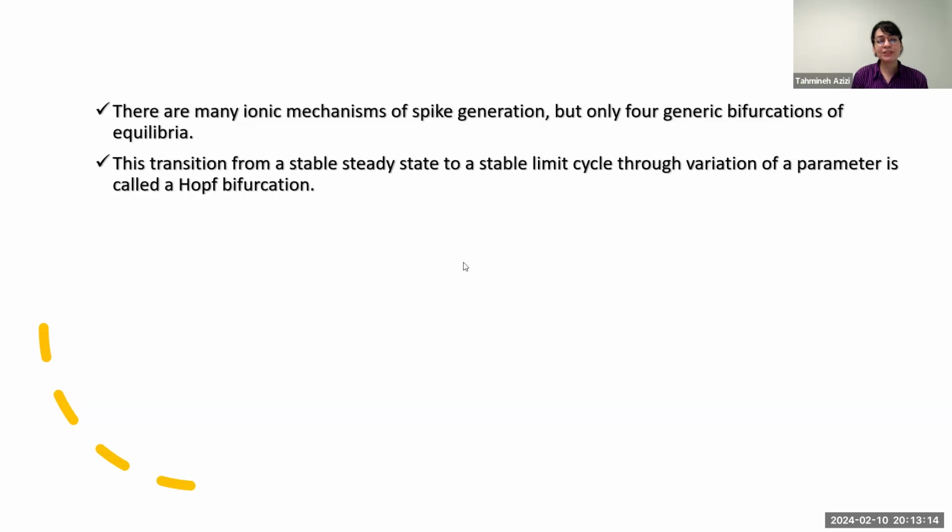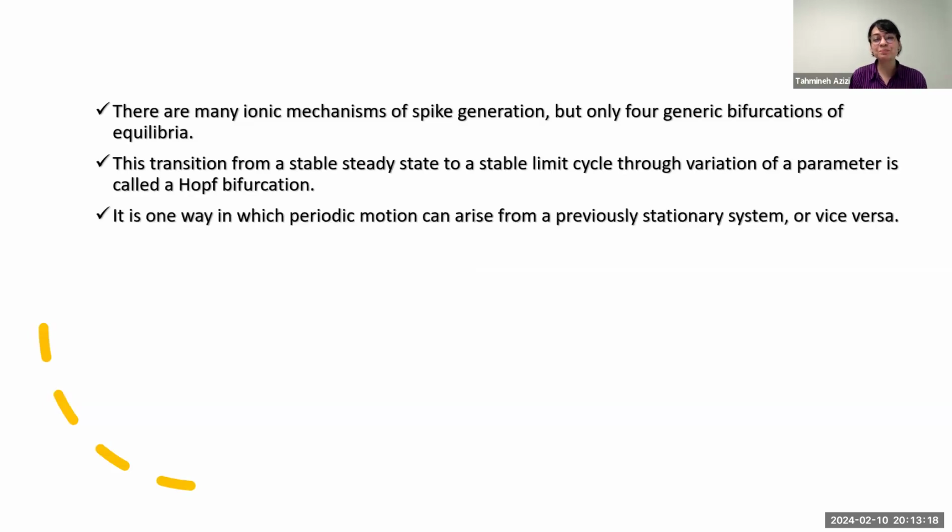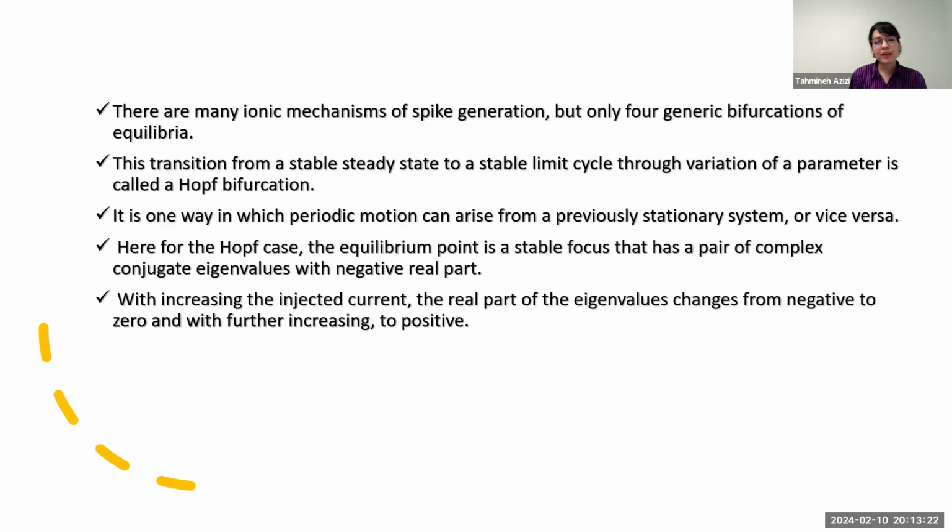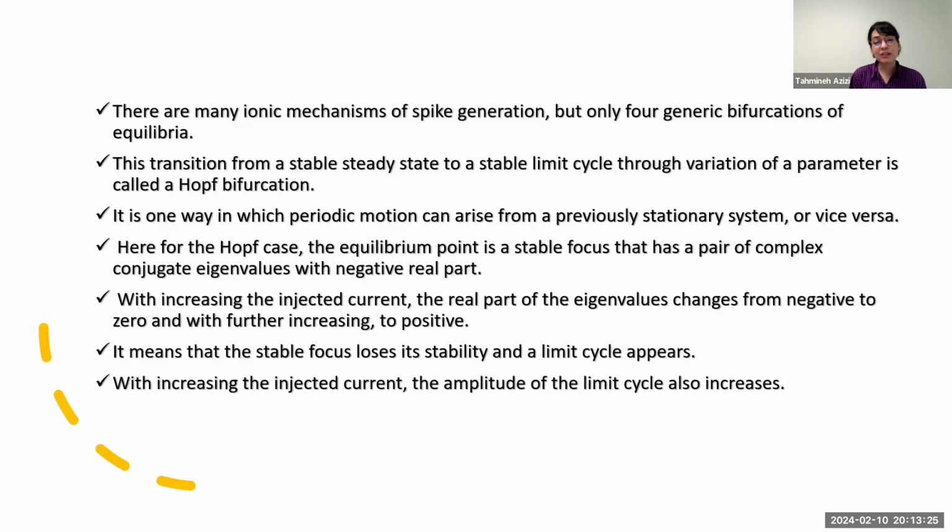So one of these, as we said, is Hopf bifurcation. It is the transition from a stable steady state to a stable limit cycle when we change the parameter. We also have another type of bifurcation, which is called saddle node bifurcation. Through the Hopf bifurcation, a stable focus loses its stability when we change the parameter, and a limit cycle appears. We are going to see this when we simulate the solution of the Morris-Lecar model.